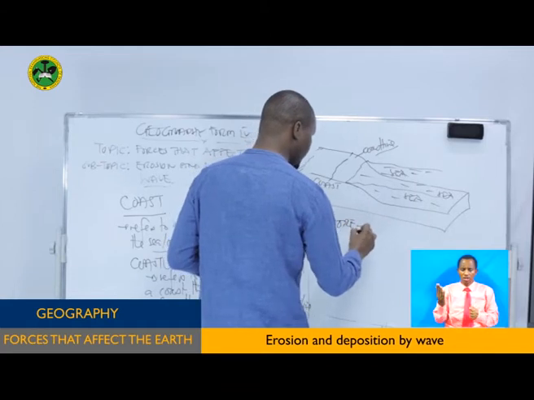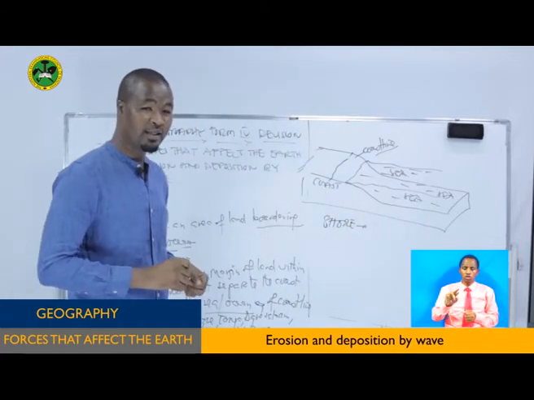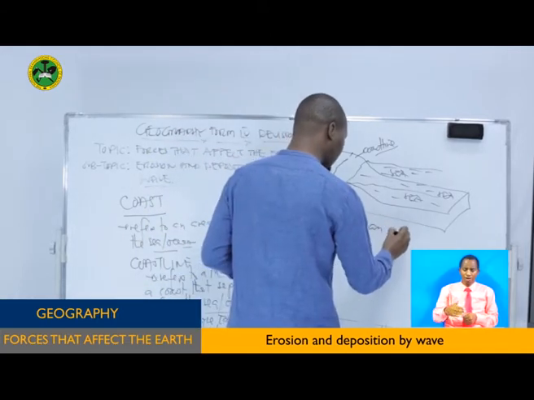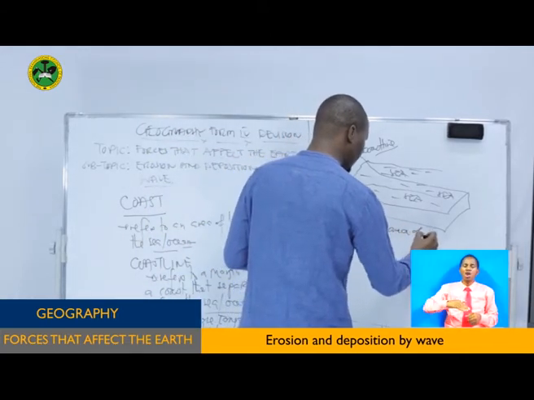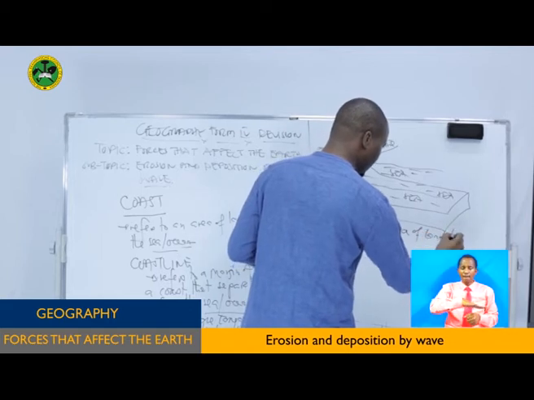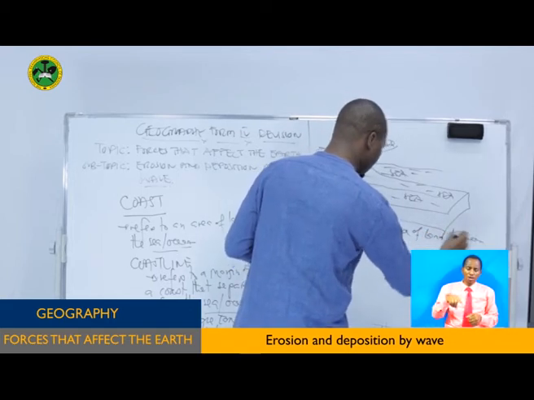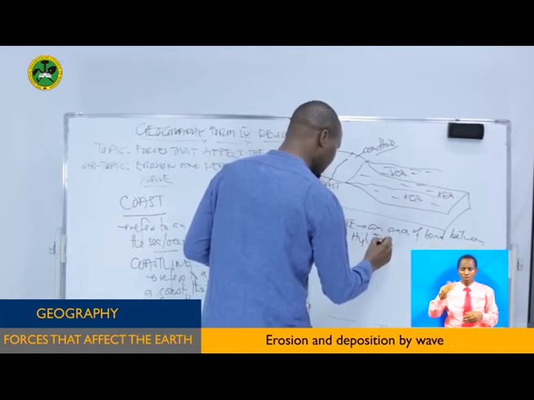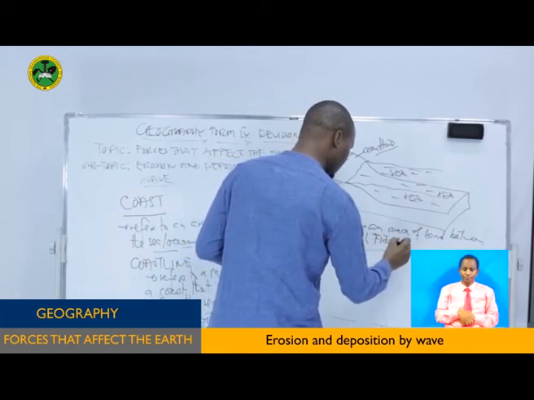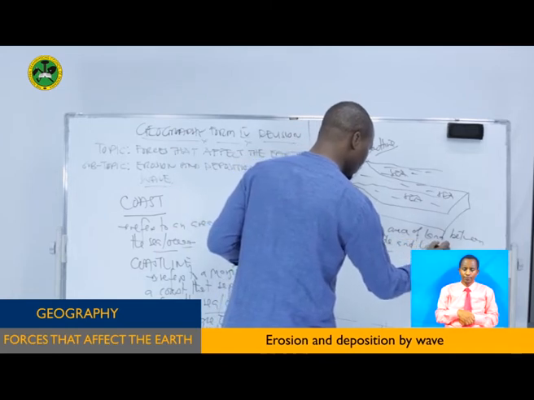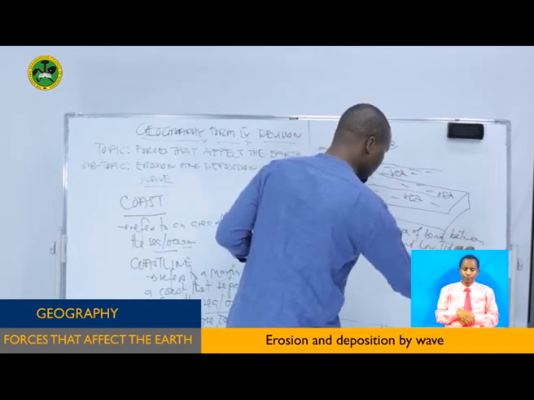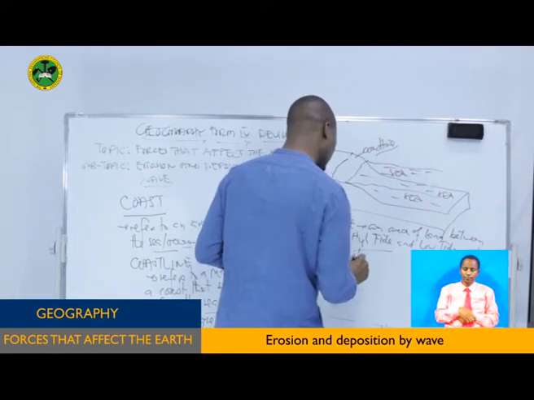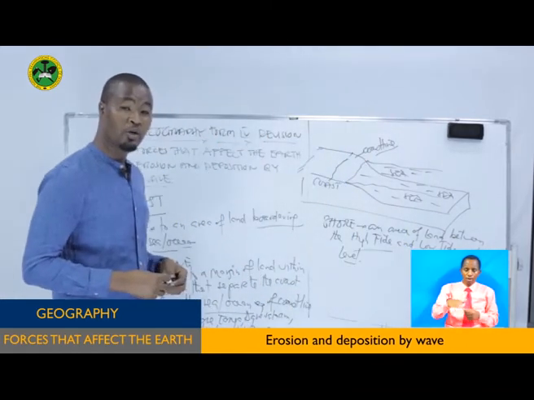We have the shore. The shore refers to an area of land between the high tide water level and the low tide water level. So an area of land between the high tide water level and the low tide water level. This is an area of land between the high tide water level and the low tide water level. We call it a shore.